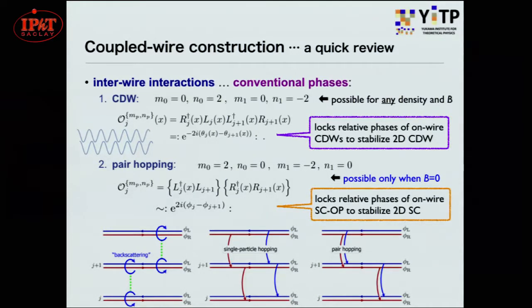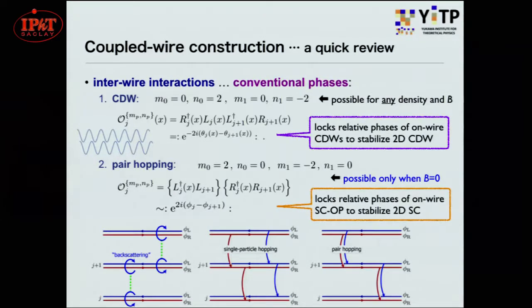And the second one is the pair hopping process, which is given by this combination. And if we plug this into the general expression, we get this. So this is nothing but a pair hopping process. We have a right mover here and a right mover here, and then we have a hopping from the right mover here to the right mover on the second neighboring chain.